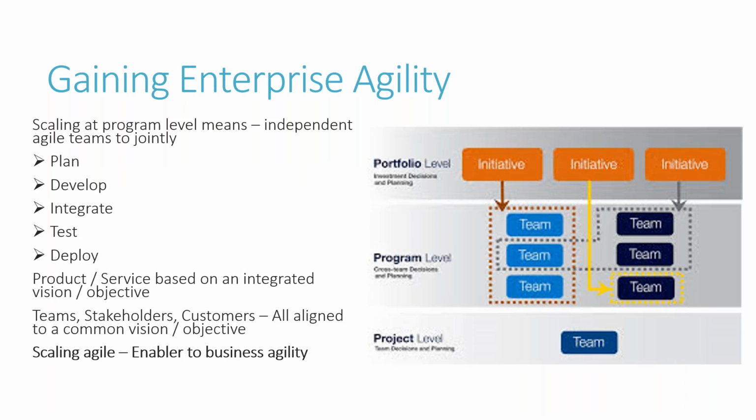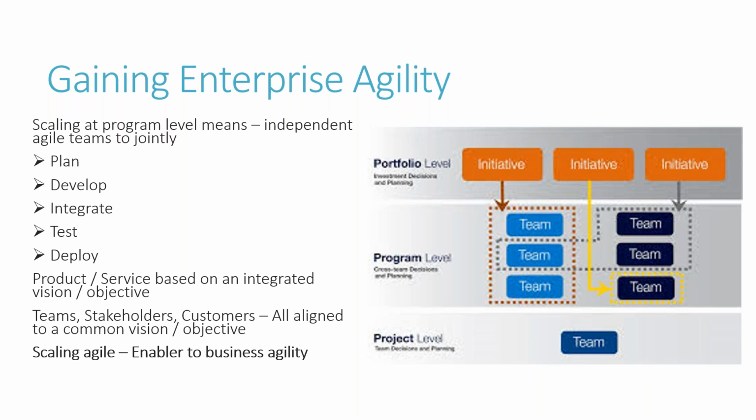Now, scaling at program level means that multiple independent Agile teams should be able to come together and jointly plan their work, get into the development of the work which they had planned for, integrate the various pieces of work in a good manner, have the ability of testing them, and have the ability of deploying them. And all of these should be done within the key framework of what Agile is offering. That means it should be done at a much faster pace.